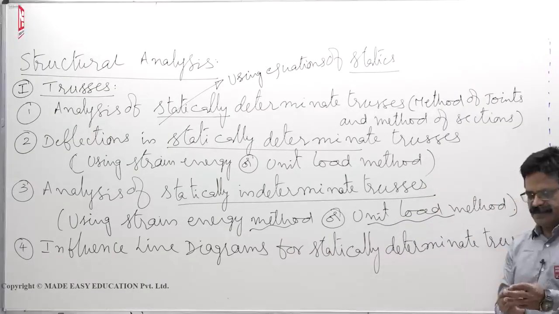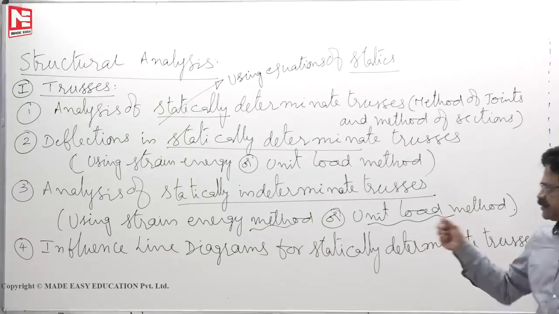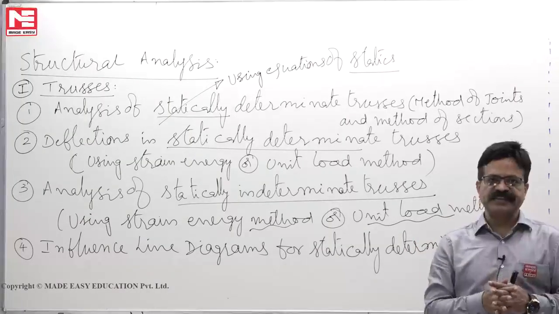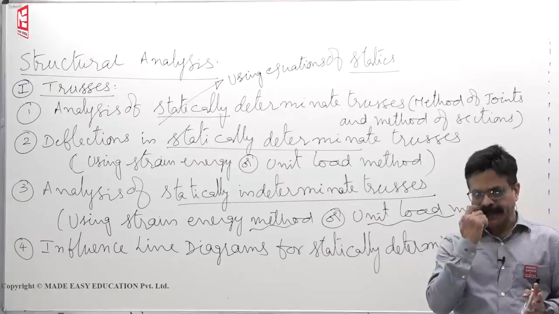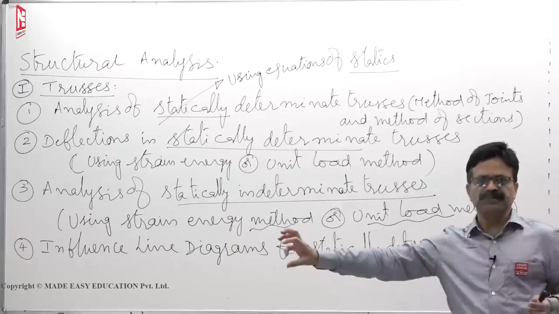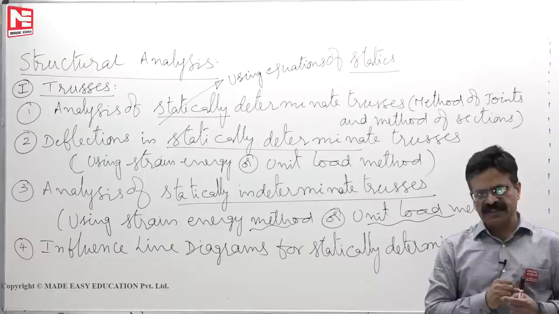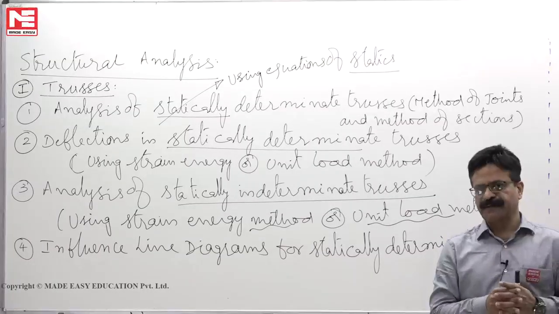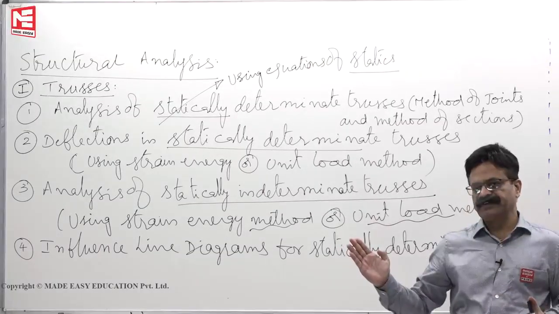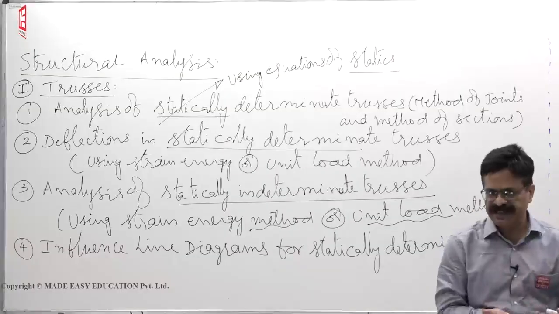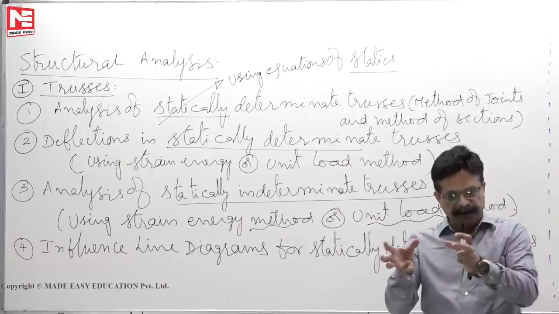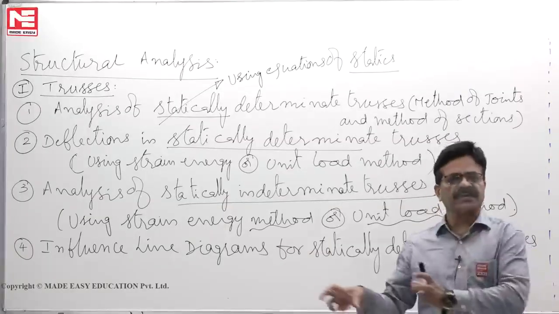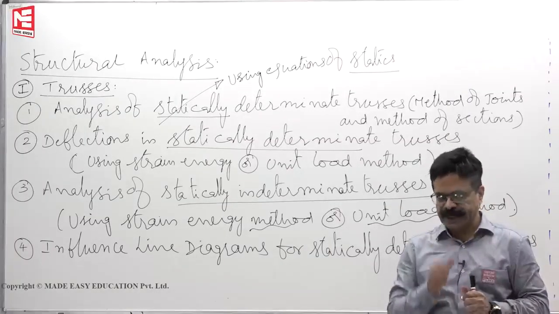Influence line diagrams are graphical representations of the variations of reaction, shear force, bending moment, etc. as a unit load moves from one end to the other end of the truss, or for that matter any structure. When a unit load is moving from one end to the other, how the reaction or shear force or bending moment gets influenced. If you plot that influence as a graph, we call it an influence line diagram.